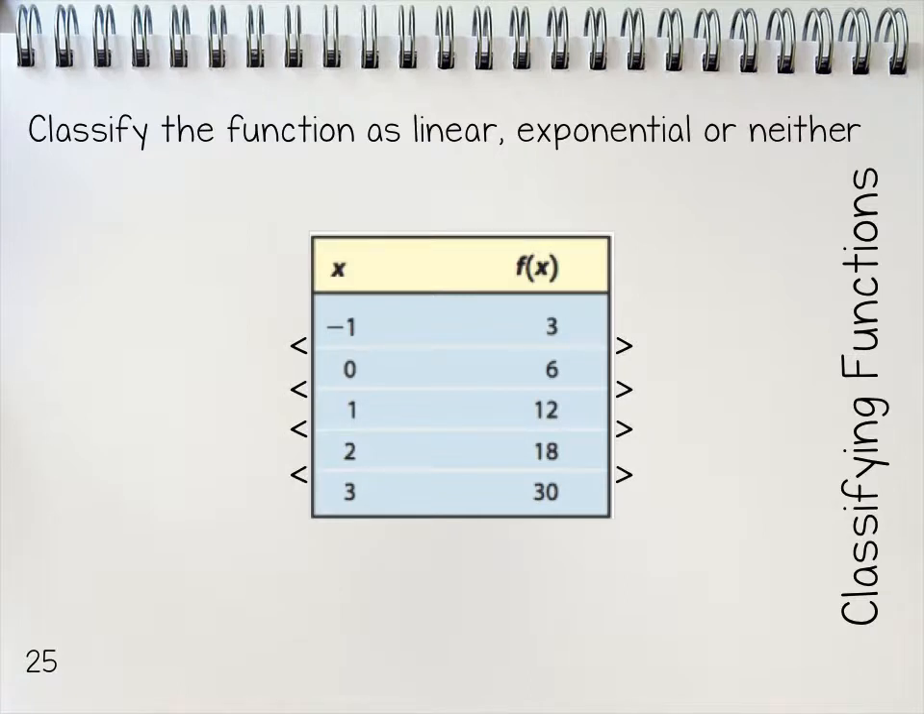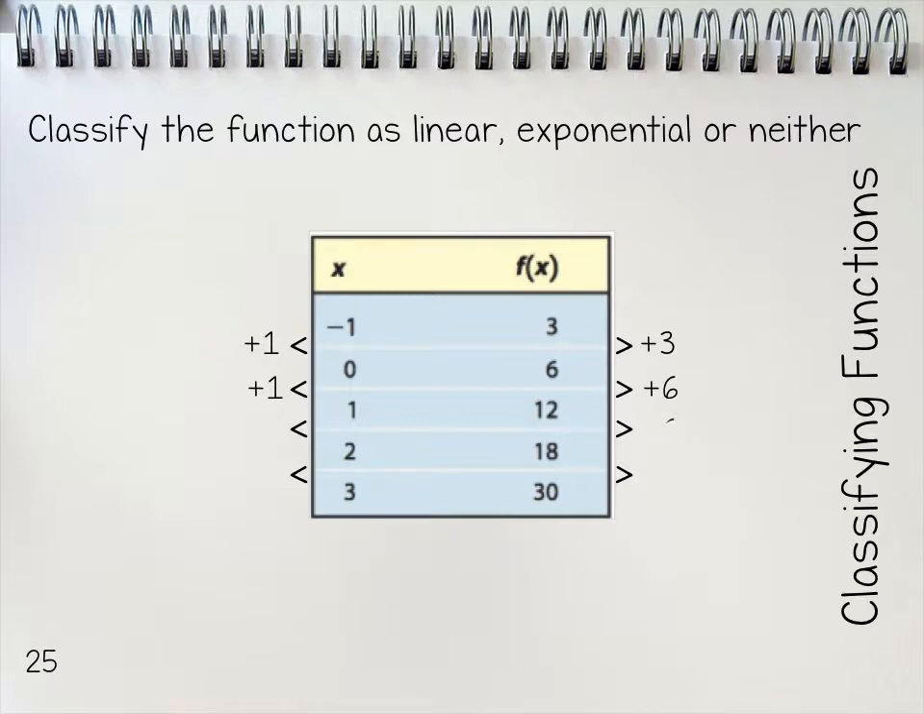So what we want to do in this table is look at the change in y over the corresponding change in x. So we'll look at the first change in y. To go from 3 to 6, that's plus 3. And the corresponding change in x is going to be plus 1. To go from 6 to 12, that's plus 6. And plus 1 is the corresponding change in x.